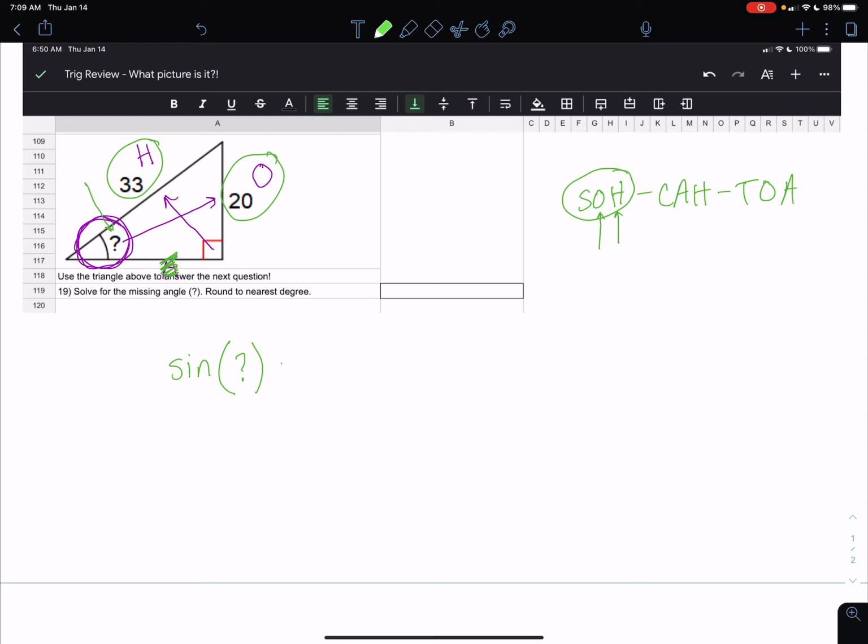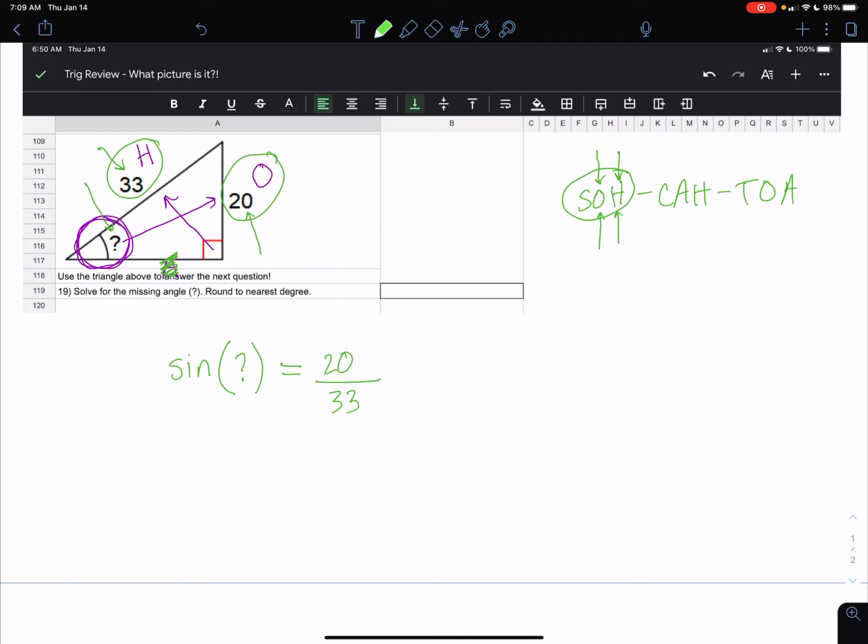Now, our trig function has to equal our fraction. And our fraction, since O comes first, the O thing needs to be on top, and then the H thing on the bottom. And so our opposite side is 20. That goes on top of our fraction. And then the hypotenuse side is 33. And so that's got to go on the bottom.